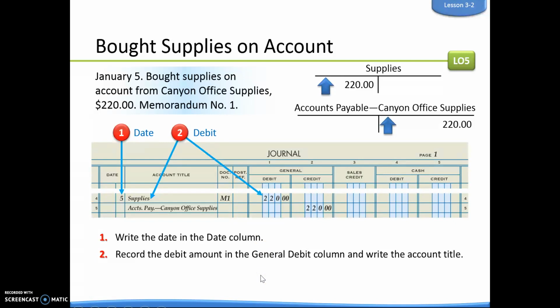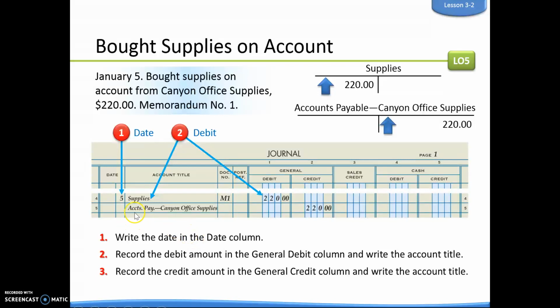Our credit also is in the general amount column. So we write accounts payable, and that's this ACCTS PAY, which is simply the abbreviation for accounts payable. You can feel free to use that if you want to, especially when you're doing your workbook if you don't have enough room to write out accounts payable.